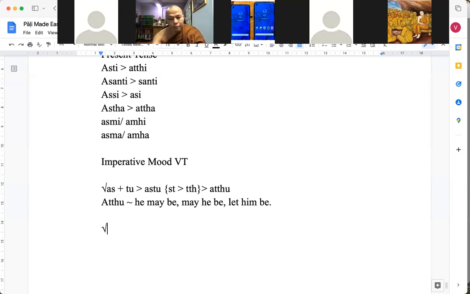And then, root as, to the root as, we add the antu. So now, so asantu, from the asantu, this is dropped. That is, and we have santu, okay? Santu also: they may be, or may they be, or let them be, like that.